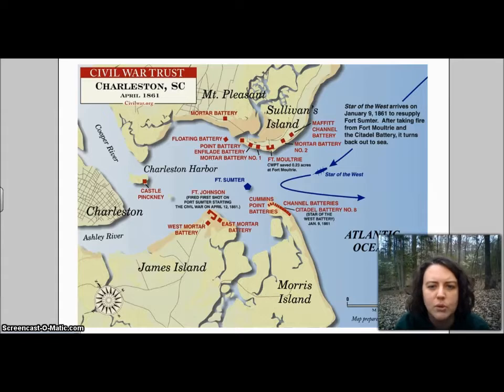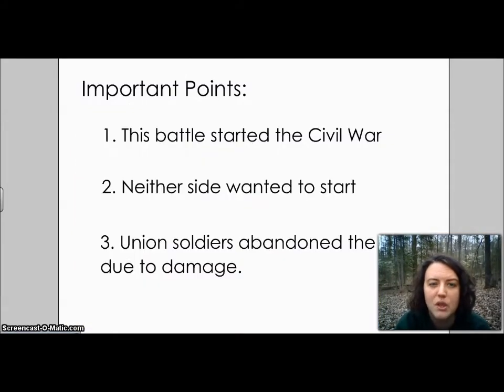If you can see here, the blue dot right there in the middle of the screen is Fort Sumter, and it was out in the middle of this area in the Charleston Harbor, a very important place for shipping things into the country at that time. So the Confederate forces won this one, and it began the Civil War. Now remember, the important parts of this battle were that neither side wanted to start, the battle started the Civil War, and the Union soldiers had to abandon the fort due to the damage that we see done to the fort.